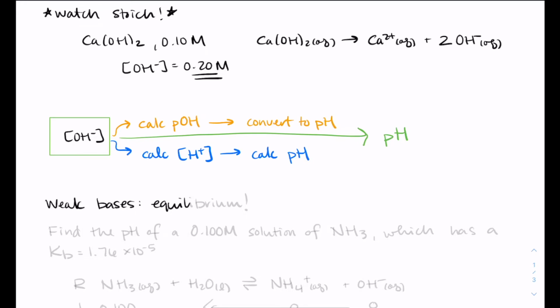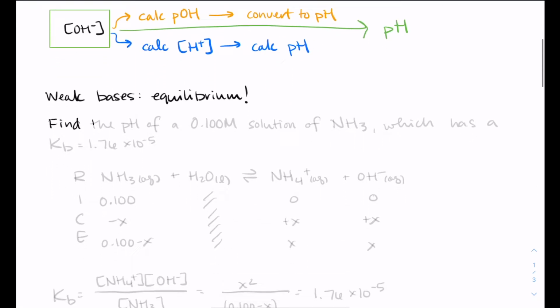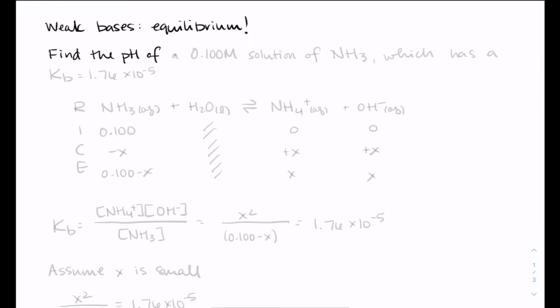That's one way. This is probably the fastest math way, but it's also the easiest way to forget that you still need to make a pH and accidentally report the pOH. The other option is that you could take your OH minus concentration, use KW to convert this to an H plus concentration, and then take the negative log of that value. It's entirely up to you. I do not care which one you do. So those are strong bases.